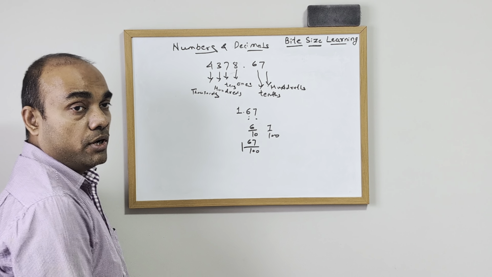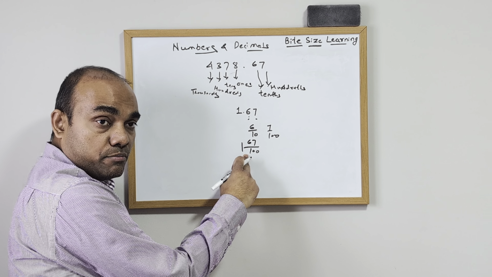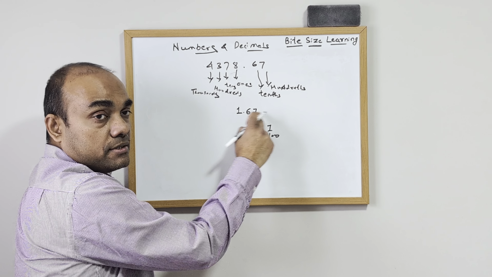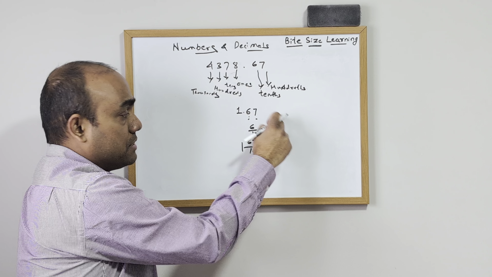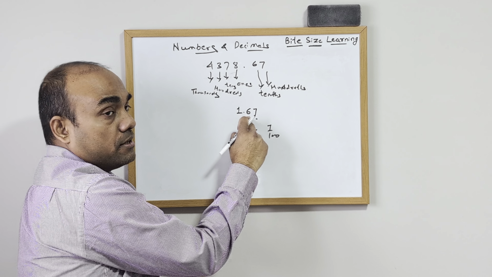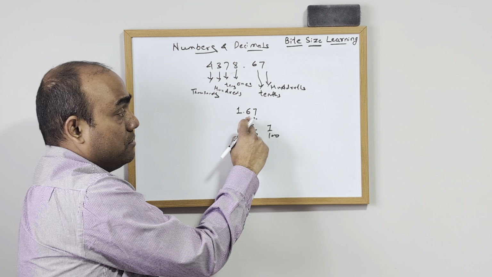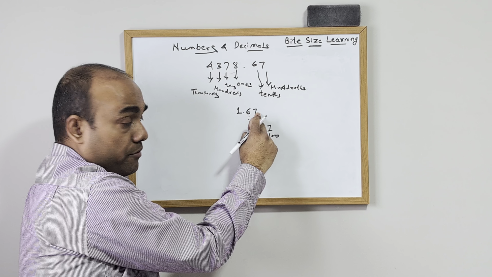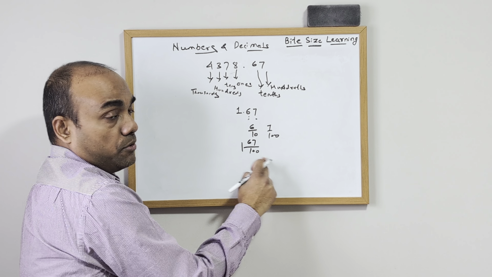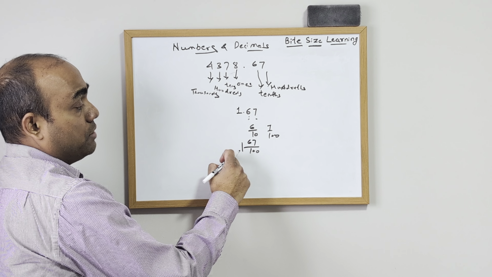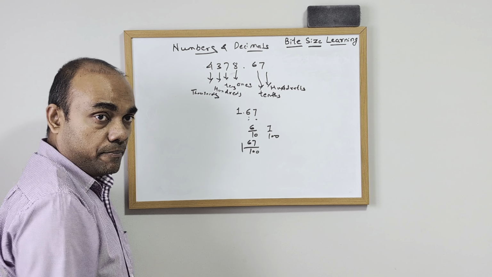So if you want to denote it as a mixed fraction, it is 1.67, 1 decimal 67, which is 1 and 6 tenths and 7 hundredths, which is 167 by 100. This is how you can convert a mixed fraction into a decimal.